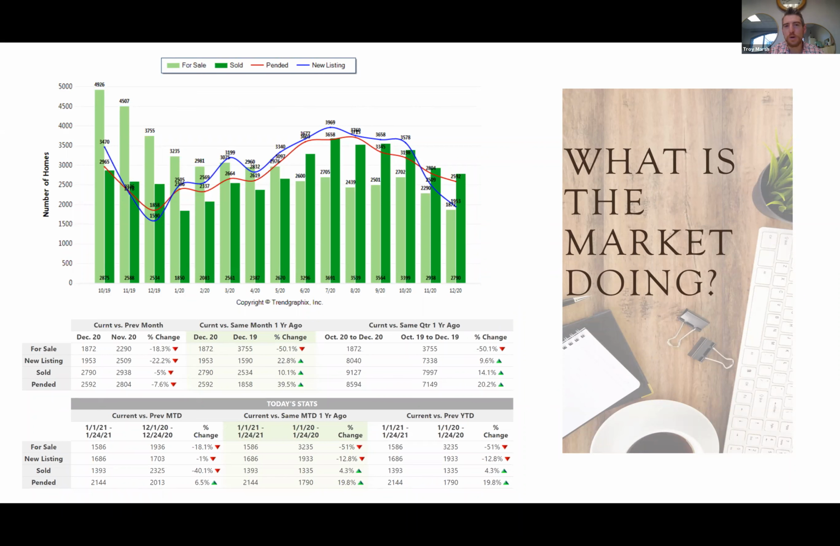Does anybody know what the National Association of Realtors considers a balanced market in terms of number of months of inventory? Is it 6 to 7? You got it. Bob said it too. 6 months. So if we have less than 1 month of inventory and the National Association of Realtors considers a balanced market 6 months, that means we're in an extreme seller's market.